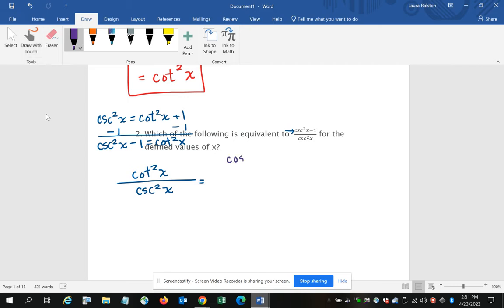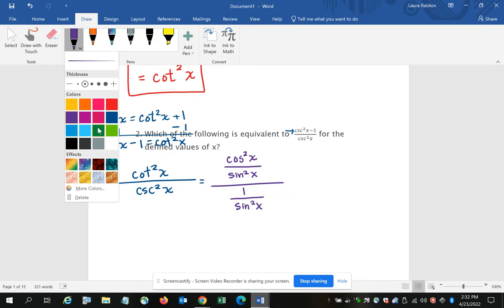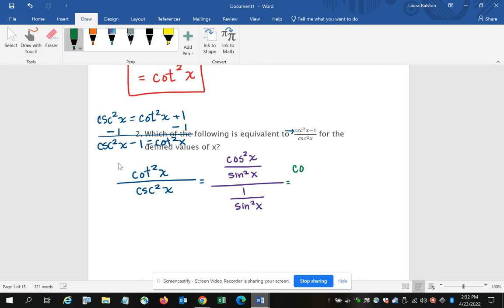Cotangent would be cosine squared x over sine squared x. And cosecant is 1 over sine squared x. So again, I still have a fraction divided by a fraction. So we're going to flip and multiply, or take the reciprocal and multiply: cosine squared x over sine squared x times sine squared x over 1.